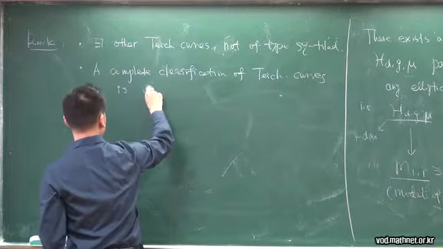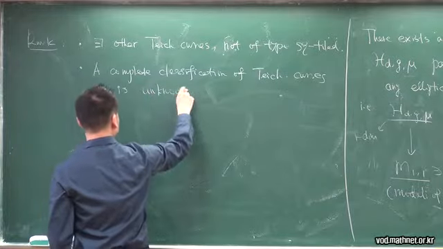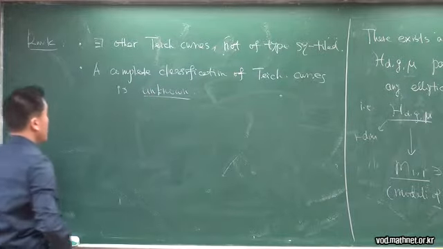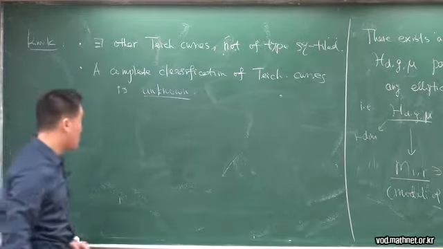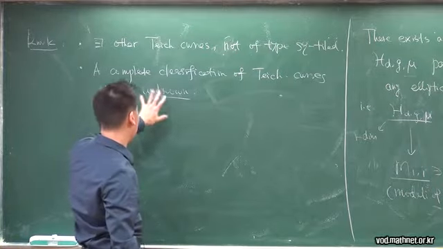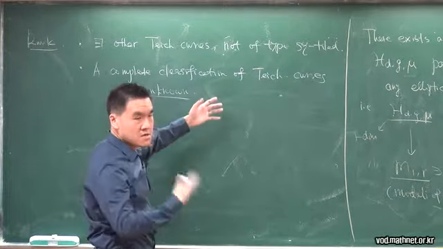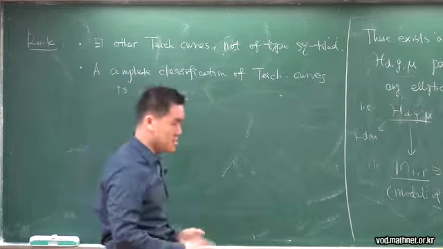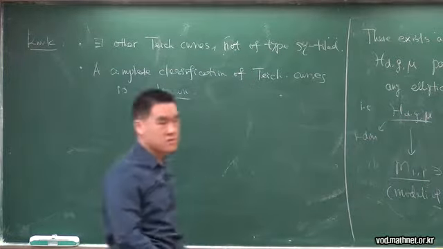It's unknown. So in low genus, we know some information, but in general, I think we don't have a complete list of Teichmueller curves. In other words, the complete list of special one-forms that generate a Teichmueller curve, that we still don't know.